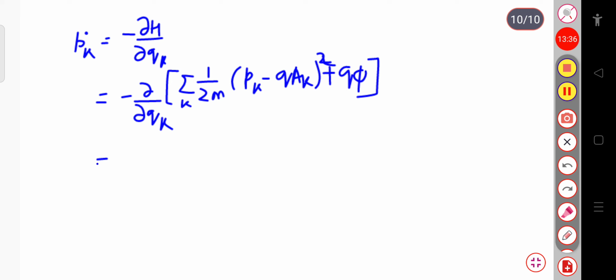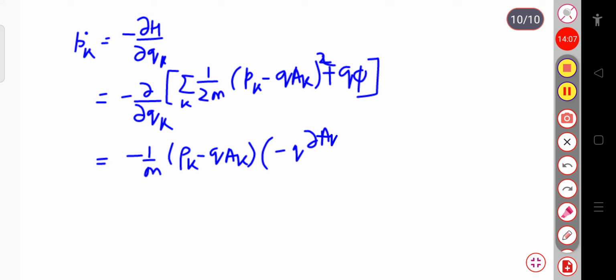If I take the derivative with respect to q, then this will be minus 1/m times (p − qA) whole squared derivative. So this 2 gets cancelled. So first of all minus 1/m times (pk − q Ak), and again if I take the derivative for this, because in the first term pk, with respect to ∂/∂qk, that goes to 0. Then for the second term, this will be minus q ∂Ak/∂qk, and again minus q ∂φ/∂qk.